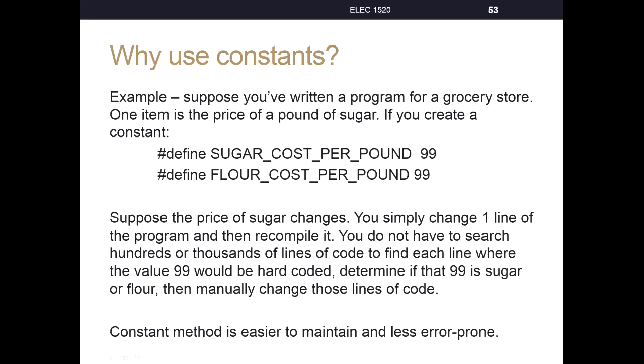So we use these constants because they're easier to read in our code so that we know exactly what we're talking about in our code. And then it's a simple change. If we need to change this value, we change it at one place in the code, recompile it, and the compiler resubstitutes in that new value everywhere. So the constant method is easier to maintain and it's less error prone. So we will make good use of constants this semester.